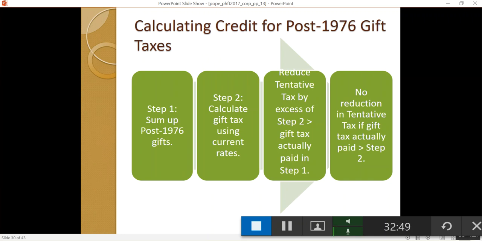The last thing is saying no reduction in tentative tax if the gift tax actually paid is greater than step 2. So what they're saying is, if your gift tax rate years ago when those gifts were made is actually greater than the gift tax now, you're not going to get to reduce a credit for that excess. But they also don't want to hurt you, so they give you a credit equal to at least the amount that you paid. But you're not going to get an extra benefit.